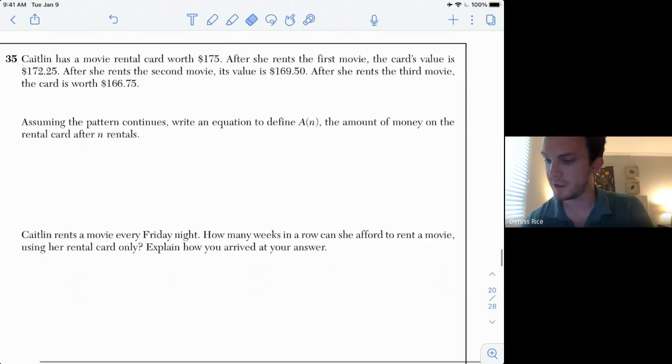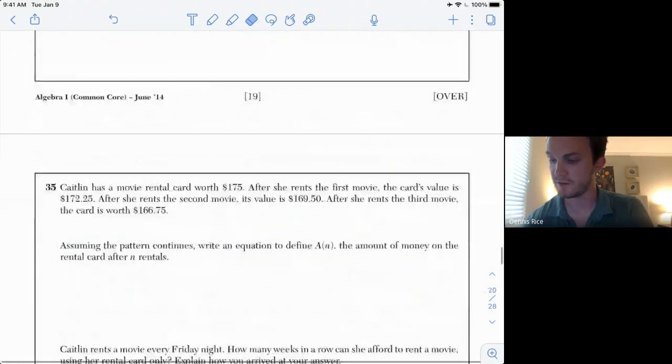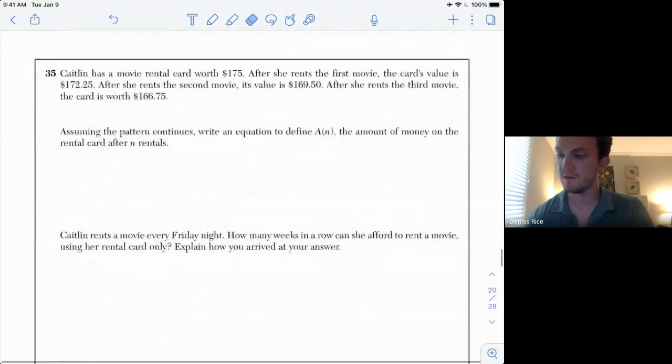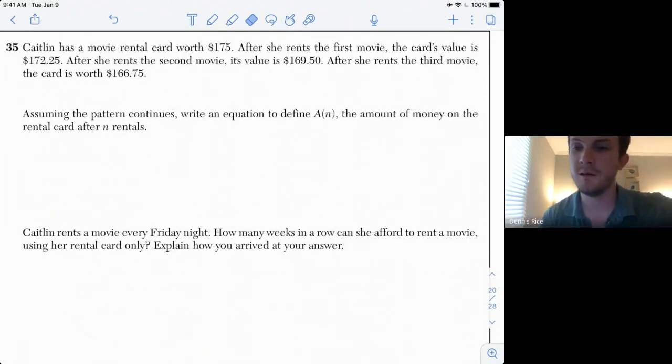What number was the last question? Lucas, that was 33. The one before this was 33. I'm kind of skipping around a little bit. Again, take a few minutes.